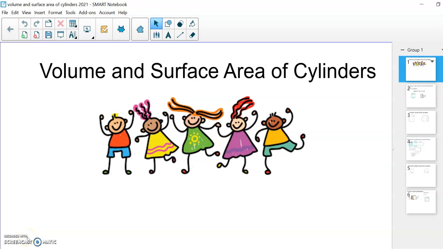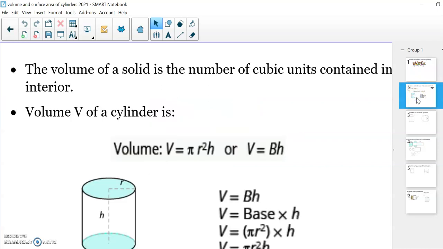This is Honors Geometry, Volume and Surface Area of Cylinders. We're going to start with cylinders because they're the easiest one to do. So the first thing we're going to talk about is volume. And remember, volume is the number of cubic units contained in the interior. So how can we fill up this cylinder?